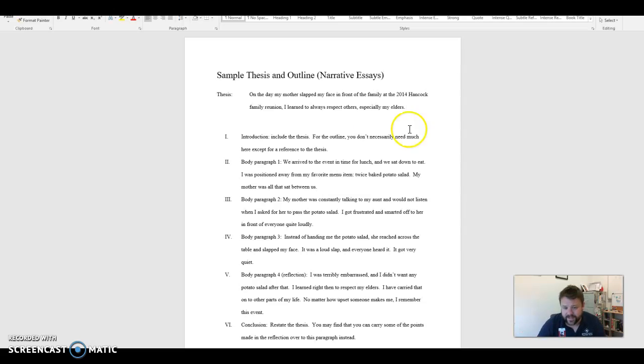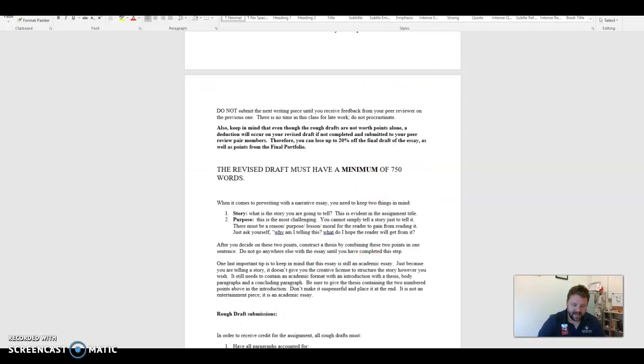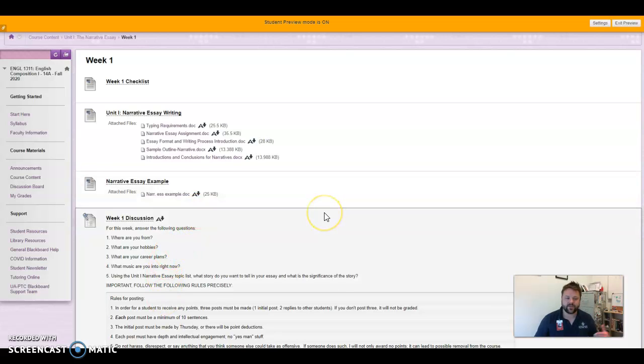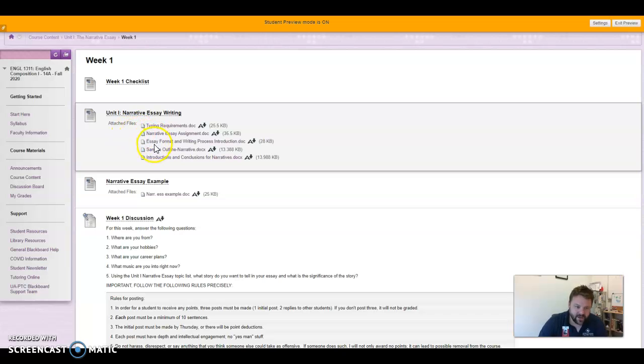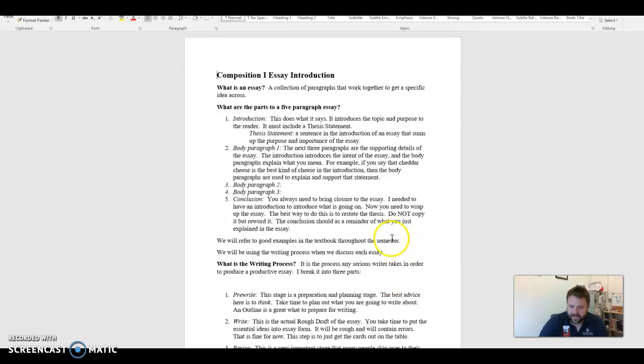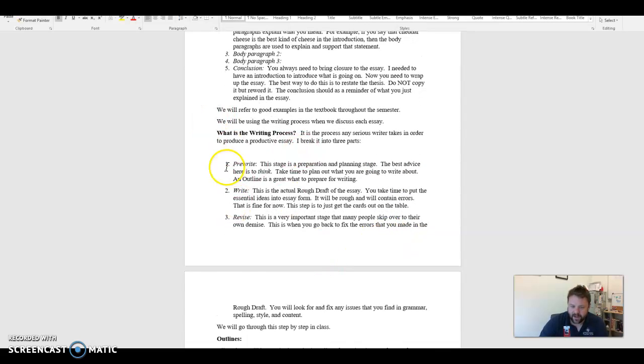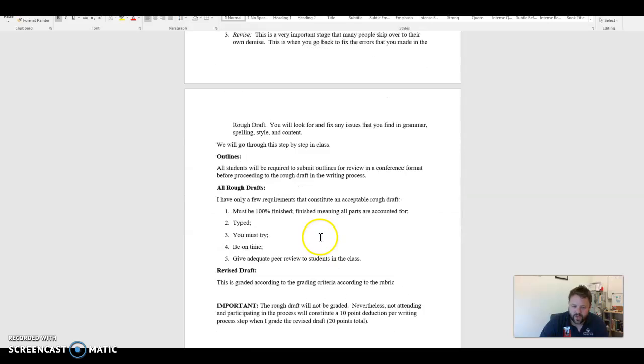Next week, in week 2, we'll talk about how to lay out your outline. Now, besides that, the last thing I want to show real fast is that I'm saying the word essay a whole lot. This handout says essay format and writing process introduction. That's very important. We're going to talk about the writing process. There's a little bit about that as we go.